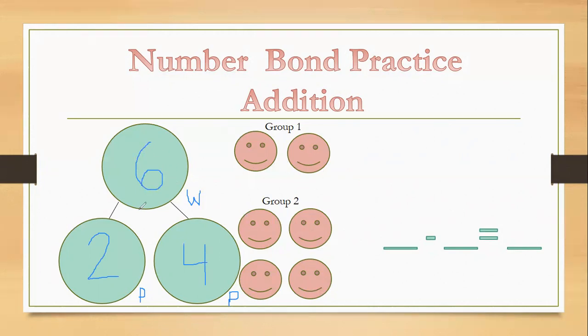The number that is the biggest, the largest number, will always go by itself. 6 is bigger than 2 and 4. So 6 will go in the circle that's by itself. The largest number between your three numbers will always go in the circle that is by itself.